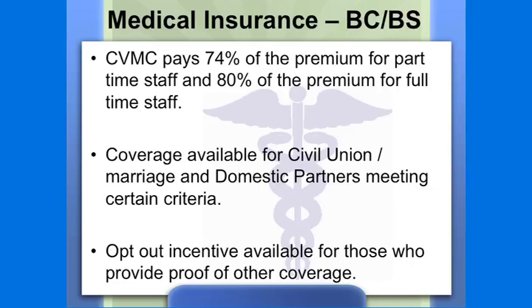The opt-out incentive is explained on the waiver form. It tells you the amount that you receive, whether you're full-time or part-time, and whether you're taking a single plan, a two-person plan, or a family plan.